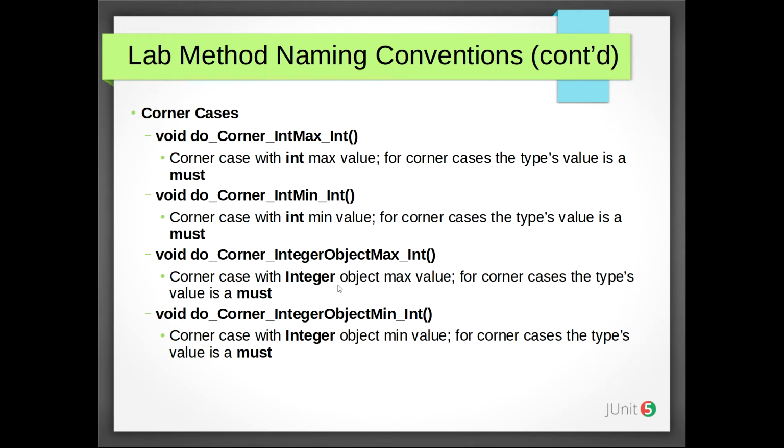Again, we reiterate. And last but not least, void do_corner_integer_object_min_int. We're passing a wrapper integer object in, the minimal value of the integer wrapped in an integer object, and we're returning a primitive integer back. And again, corner case with integer object min value is present. For corner cases, the type's value is a must.